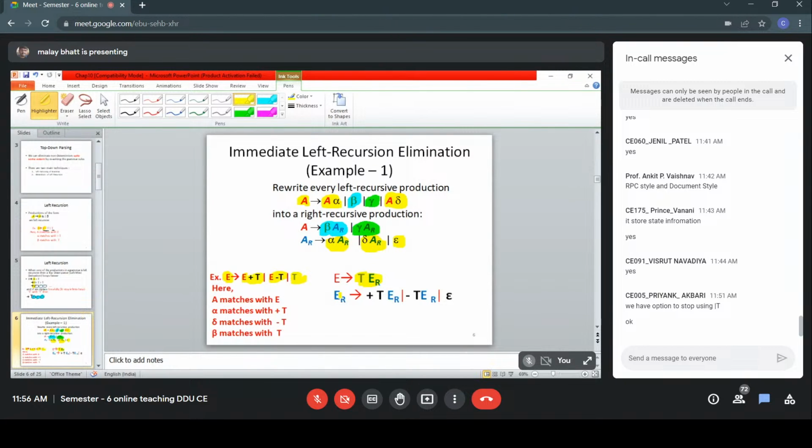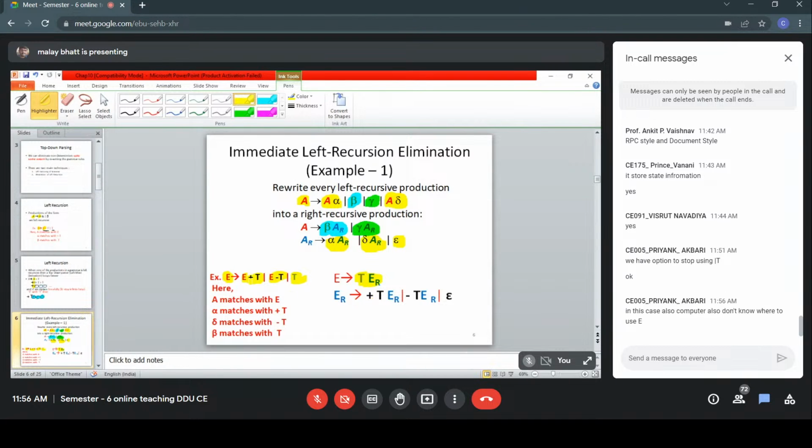Now for this ER, we'll write the remaining portion from A alpha. The remaining portion is plus T, so we'll write plus TER. Then from the second rule, A delta, we write delta, so it is minus TER, and then we write null to terminate the recursion. This is how we can eliminate the left recursion. This will not change the meaning of the grammar; the grammar will generate the same language as the original one.